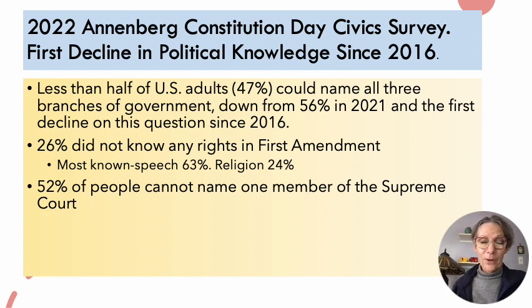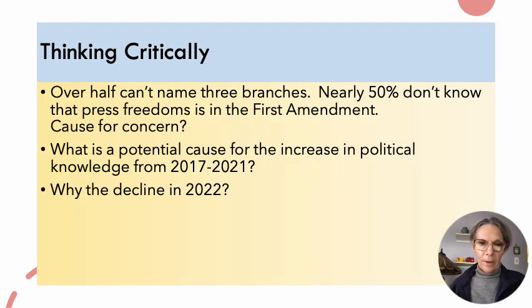So how many people can name one member of the Supreme Court? Well, 52% of people cannot name one member of the Supreme Court, okay? That number's gone down a little bit. It used to be that when Ruth Bader Ginsburg, who was sort of popular, people could name her. But more than half of Americans couldn't tell you one justice on the Supreme Court. So it doesn't probably come as a surprise to most of you that people in the United States don't know a lot about American government.